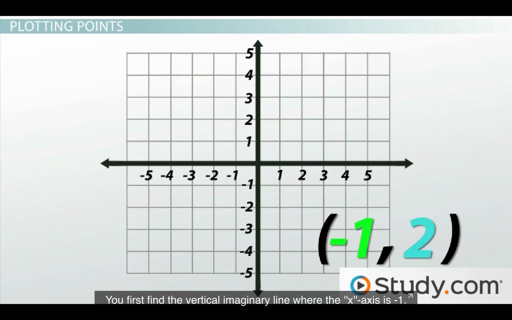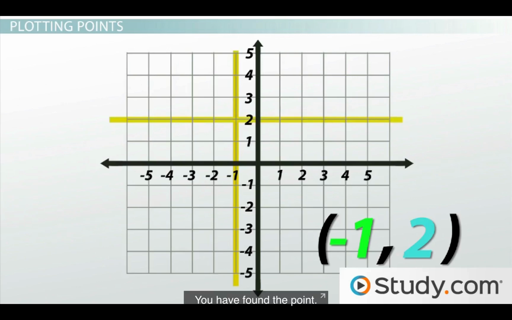You first find the vertical imaginary line where the x-axis is -1. Once you've found it, you follow it up to where the y-axis is 2. You have found the point. Now place a point there and label it (-1, 2).